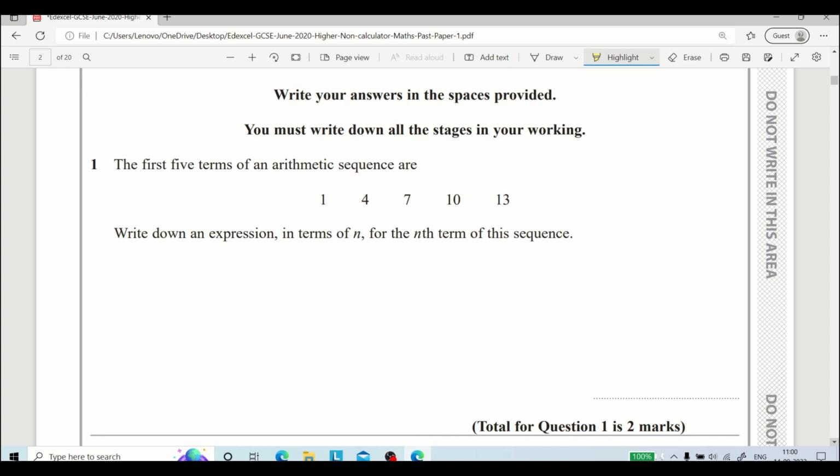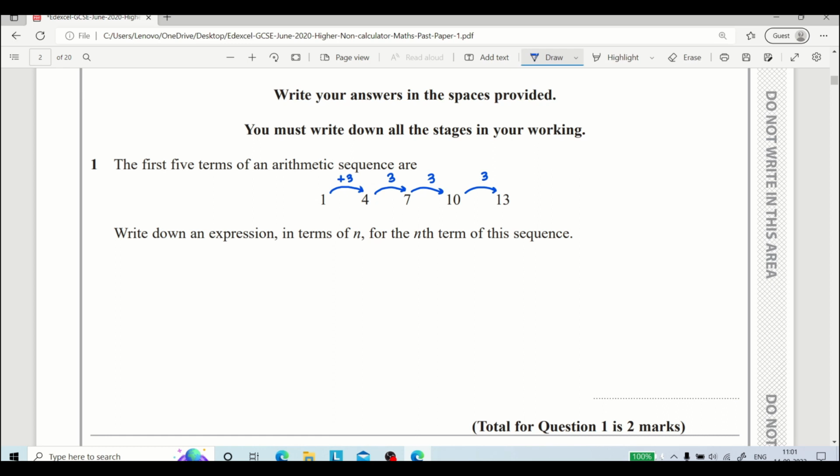The first 5 terms of an arithmetic sequence are 1, 4, 7, 10 and 13. Write down an expression in terms of n for the nth term of the sequence. So here, if we carefully observe, the difference between each of these terms is basically how much? Now you're adding 3 each time, right? So the difference between each term is 3.